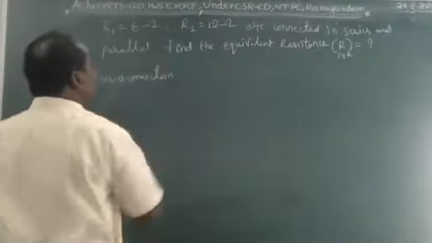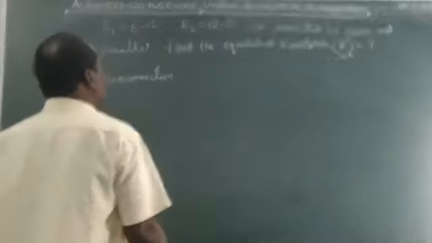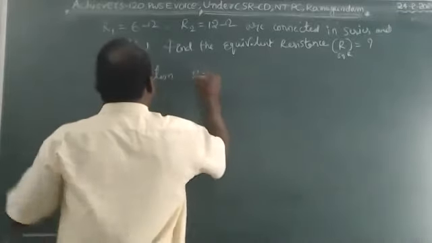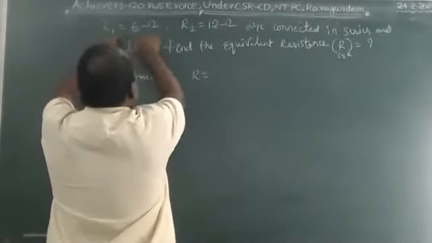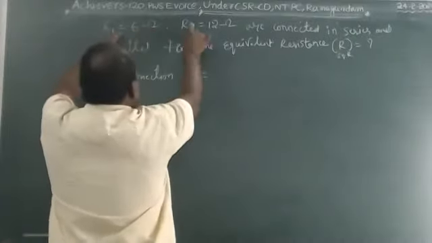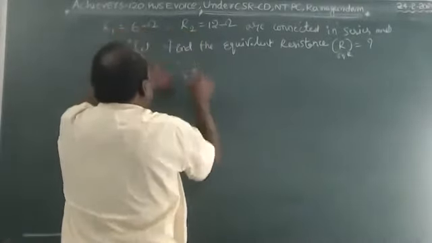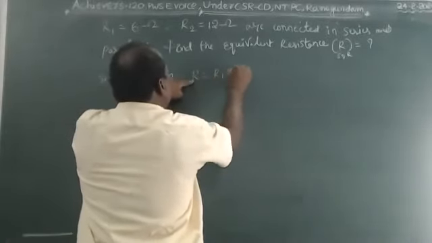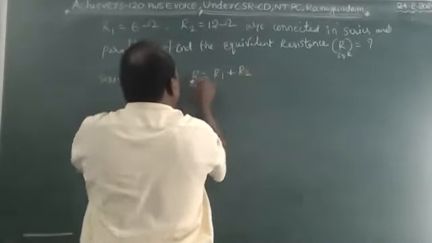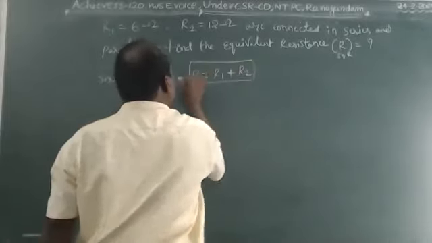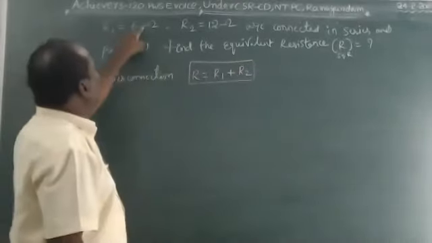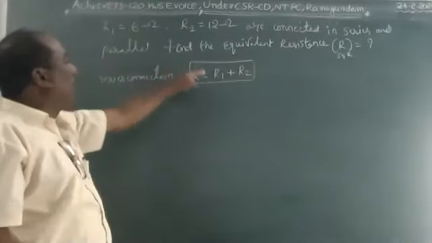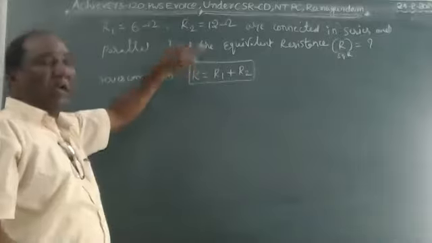So first of all, in series connection, what is the formula? R equals to, here how many resistors are given? 1 and 2 only are given. Based on this, we have to adjust the formula. So we have to write R equals R1 plus R2. It is the series connection formula, because here only 2 resistors are given, R1 and R2.